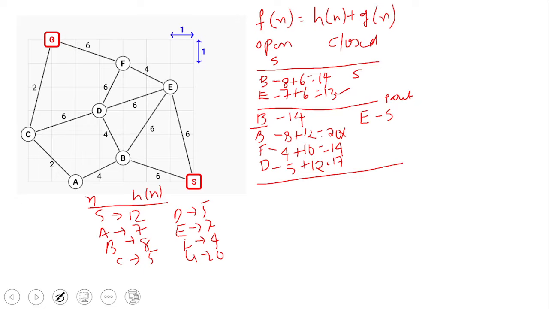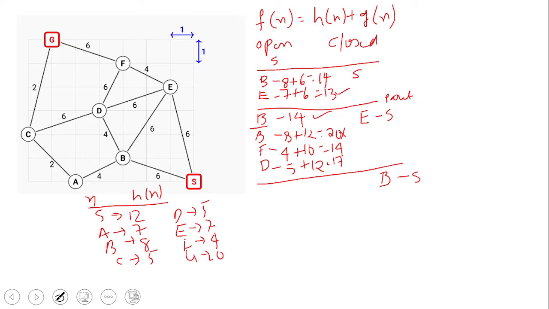Now, which is the minimum among these? So F, D and B we are having now. B with 14, F with 14 and D with 17. So 14, 14 both are having the same value. Then you need to consider the alphabetical order. So B is first. So moving to B. B's parent is S. Okay.